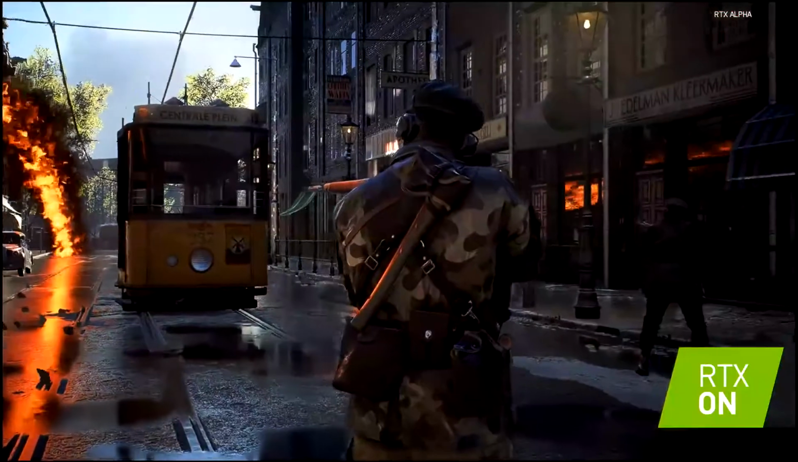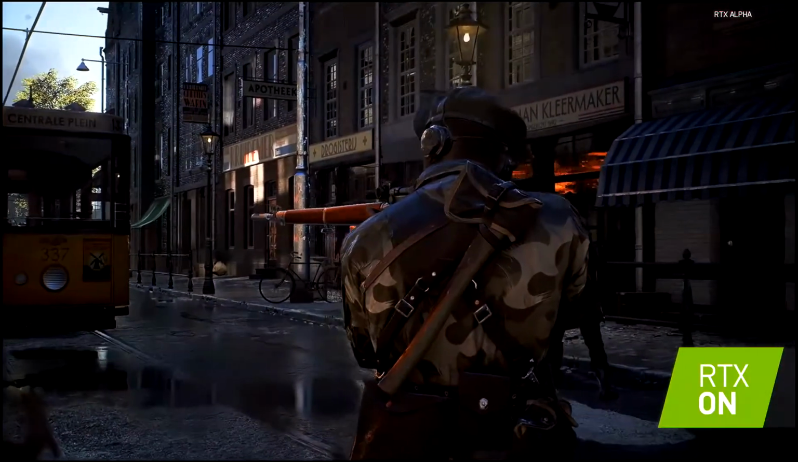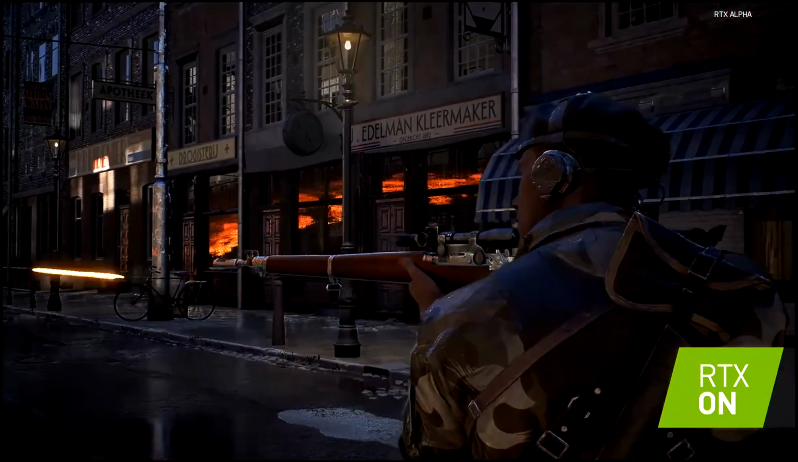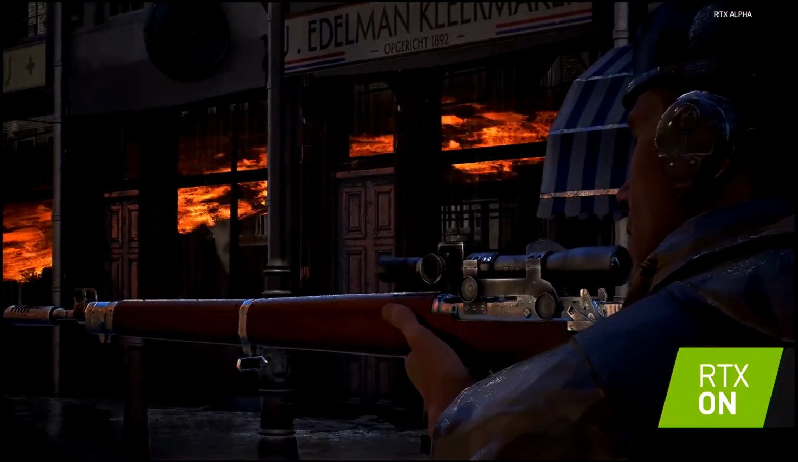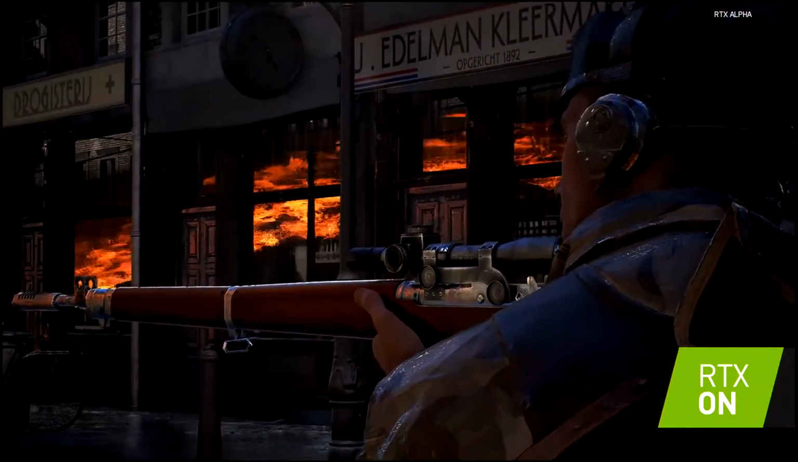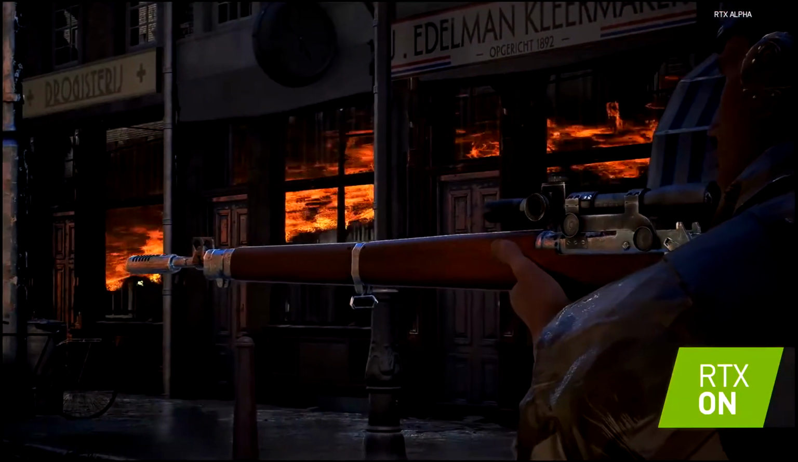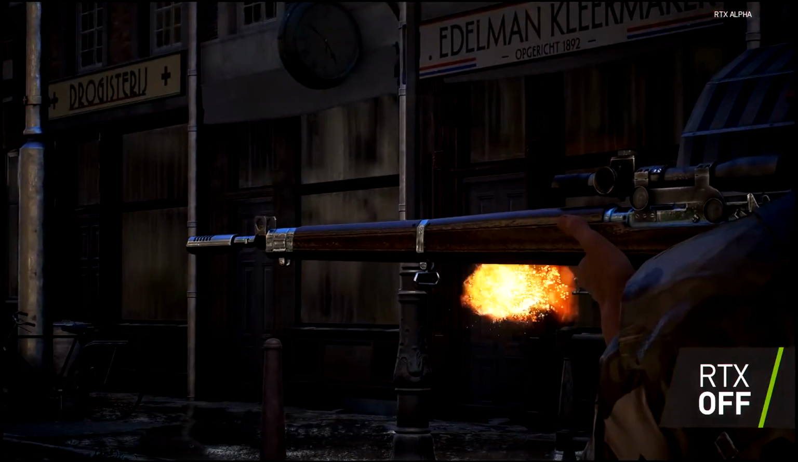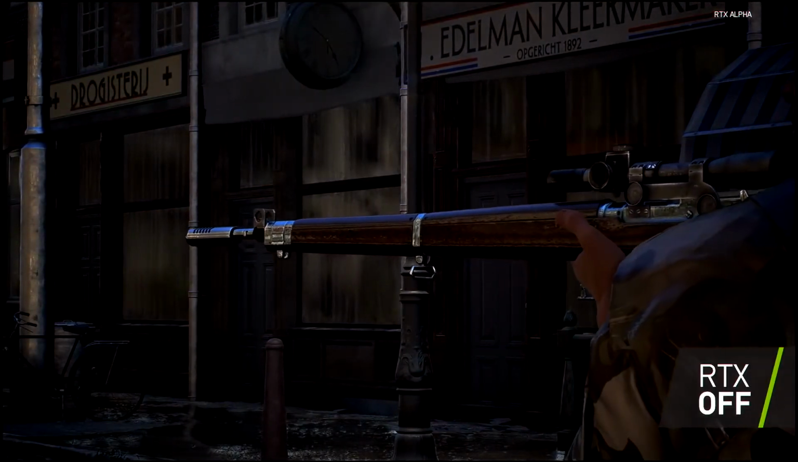So one thing we also pay particularly much attention to in battlefields is just the weapons' accuracy, making sure the smallest detail is correct. And you can see even there, the flames are reflecting properly in the wood of this gun here and in the windows in the back. Now if I turn RTX off again, you lose all this detail. So, yeah. Wow. Really cool.